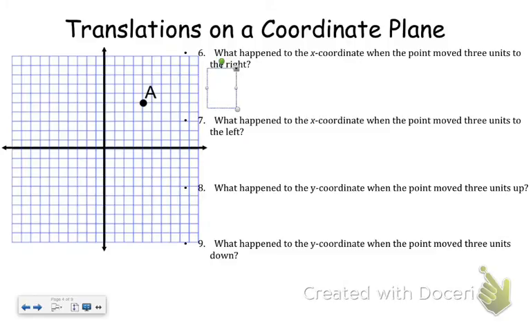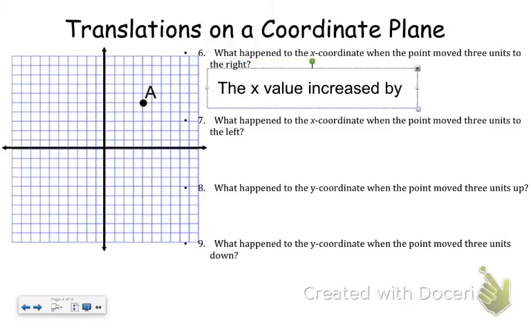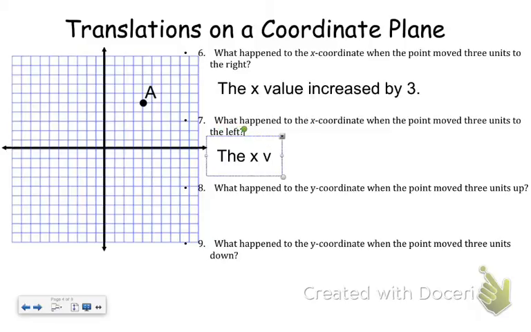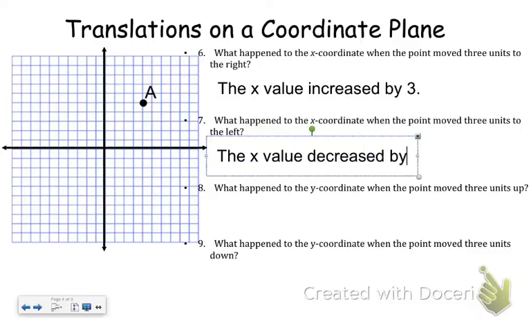So now let's discuss what happened to each x and y value as we moved up and down and left and right. What happened to the x coordinate when we moved 3 units to the right? When we moved 3 units to the right in number 2, the x value increased by that amount. It increased by 3. Conversely, the opposite of moving to the right 3 would be moving to the left 3 units. So when we move to the left 3 units, the x value decreased by 3.